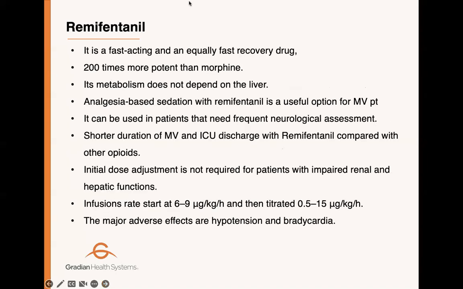Next. Another, you can say, better version of an opioid is remifentanil. It's very nice compared to the previous ones because it is fast acting and has a very fast offset as well. It's 200 times more potent than morphine, which means 100 times more than fentanyl. It does not depend on the liver for metabolism.